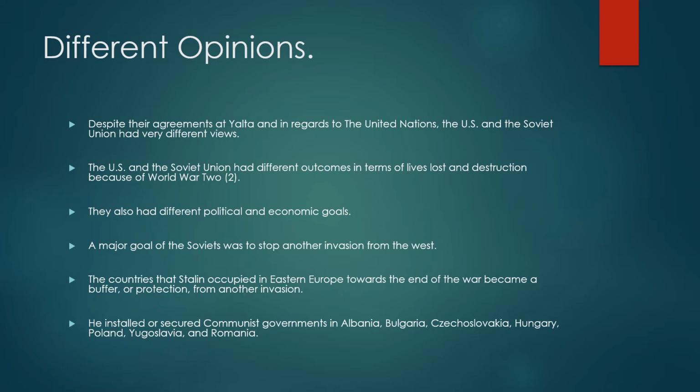So he takes these countries and he installs or secures communist governments in Albania, Bulgaria, Czechoslovakia, Hungary, Poland, Yugoslavia, and Romania to create this barrier between the Soviet Union and the rest of the world. That way nobody could invade him again.